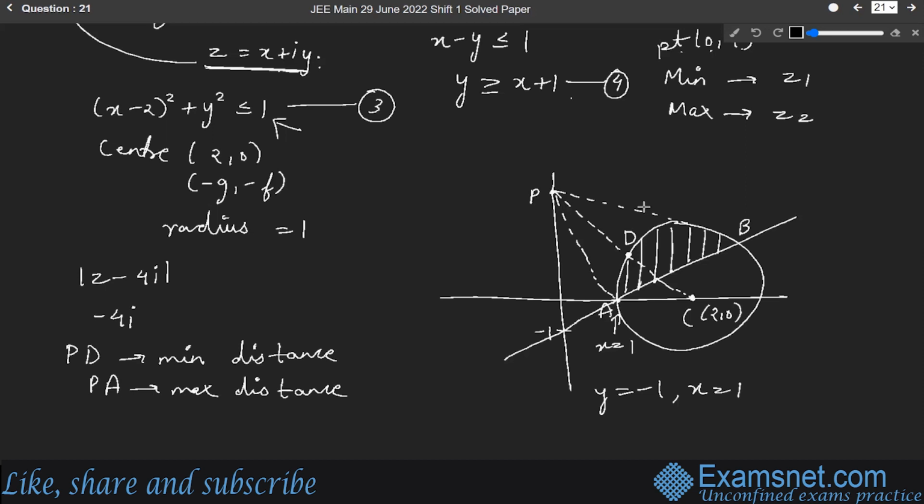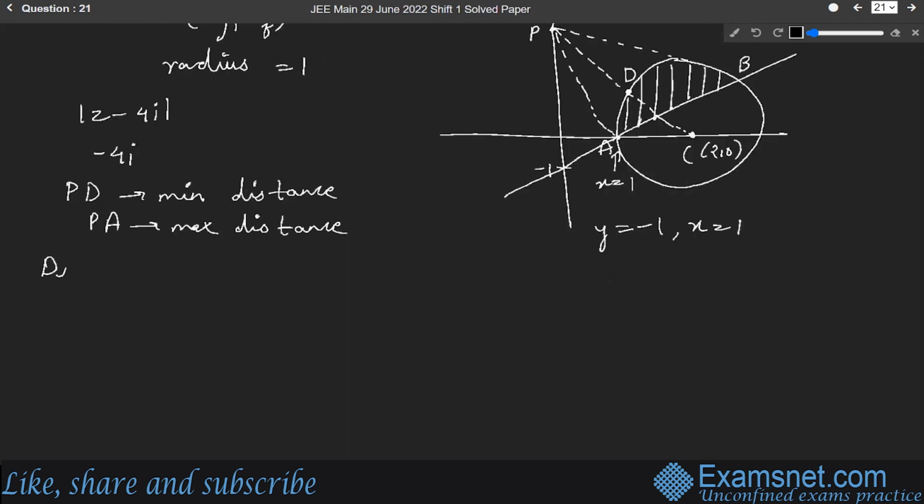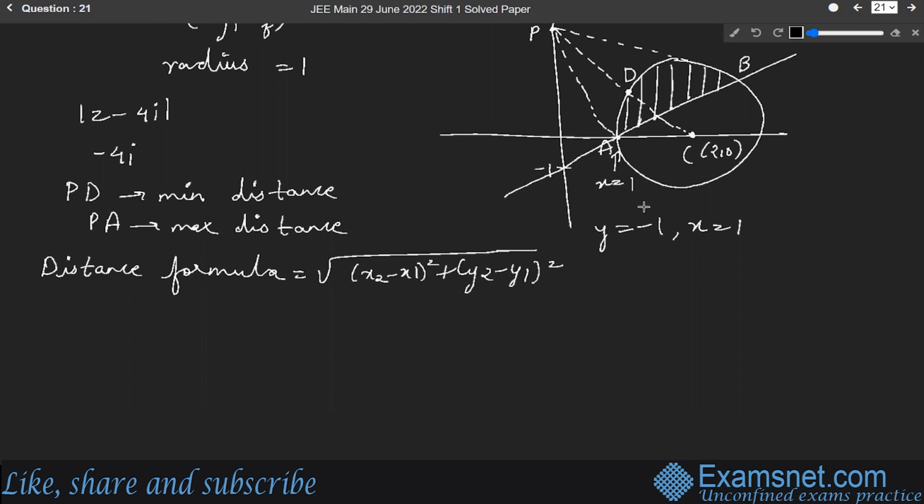Okay. So now let us calculate PA. What is PA? PA will be the distance from P to A. So for this, we have to use the distance formula. What is the distance formula? The distance formula is the square root of (x2 minus x1) squared plus (y2 minus y1) squared. We need to find PA.